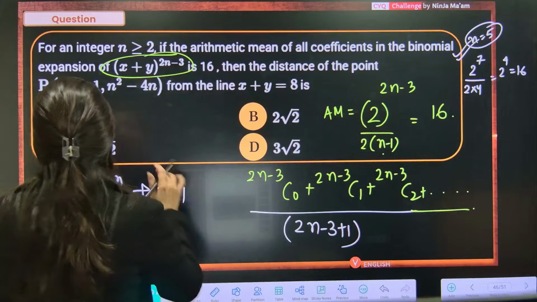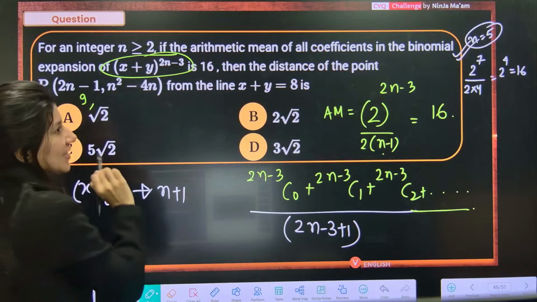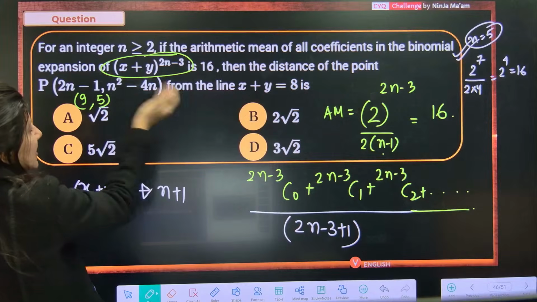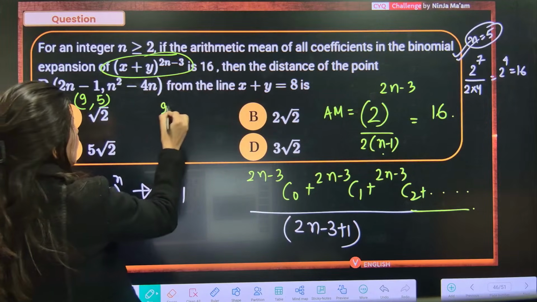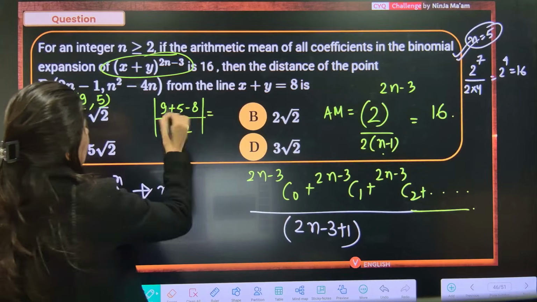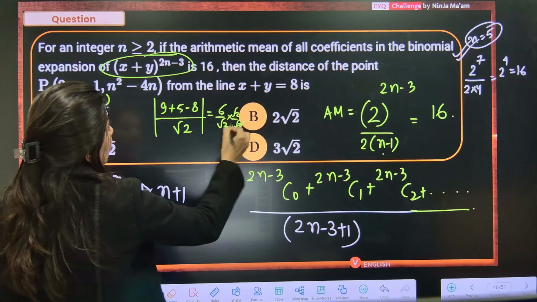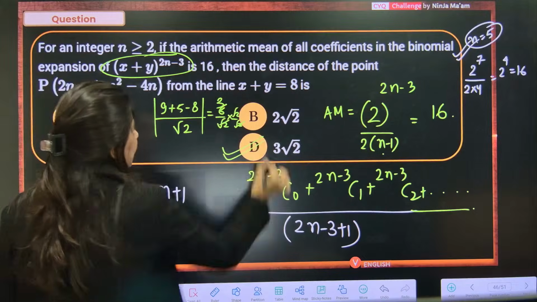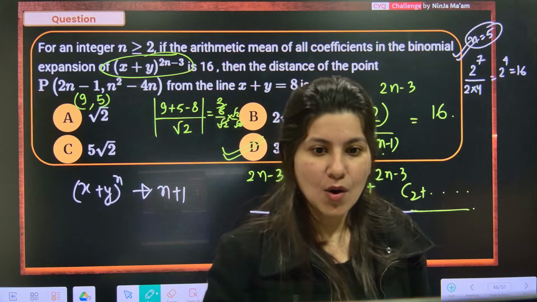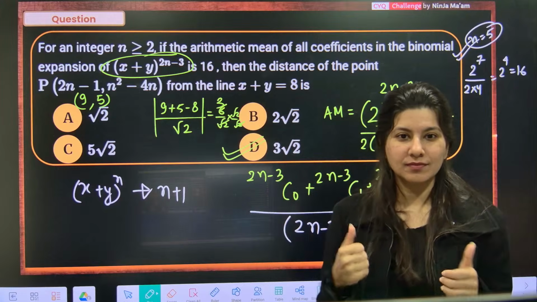Now the moment n is 5, 5 2s are 10 minus 1, so this is 9. And this is 25 minus 20, so this is 9, 5. It is the distance of the point 9, 5 from this line. So this is 9 plus 5 minus 8. I hope you know the formula, divided by root 2. This is the answer, 6 by root 2. If you rationalize, you are going to get 3 root 2. Option D is absolutely correct. Okie dokie. All righto. Perfecto.